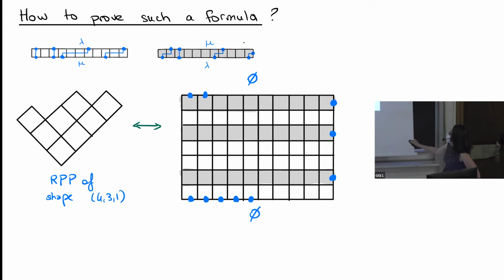The shape lambda tells me how I put white and gray rows. When I go up, I put a white row, and when I go down, I put a gray row. That's why I have white, gray, white, white, gray, white, gray. The border on the left is always empty. And on the right, I have a particle for a gray row and no particle for a white row. So I just did something bijective. I transform my problem of enumerating reverse plane partitions to a problem of looking at vertex models.